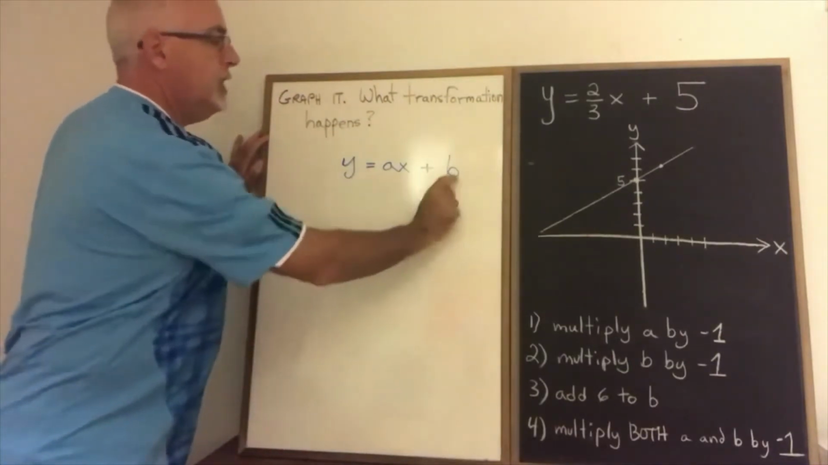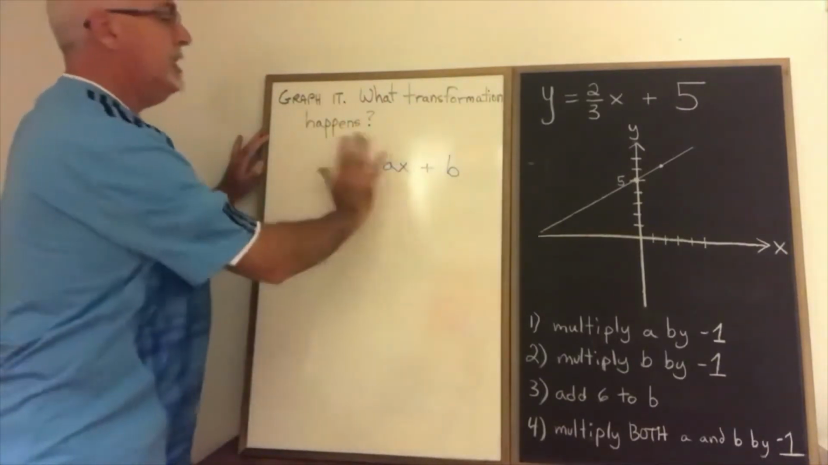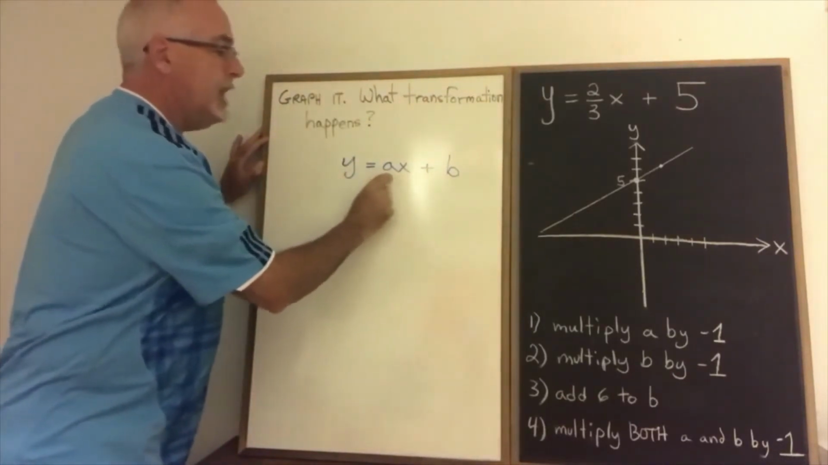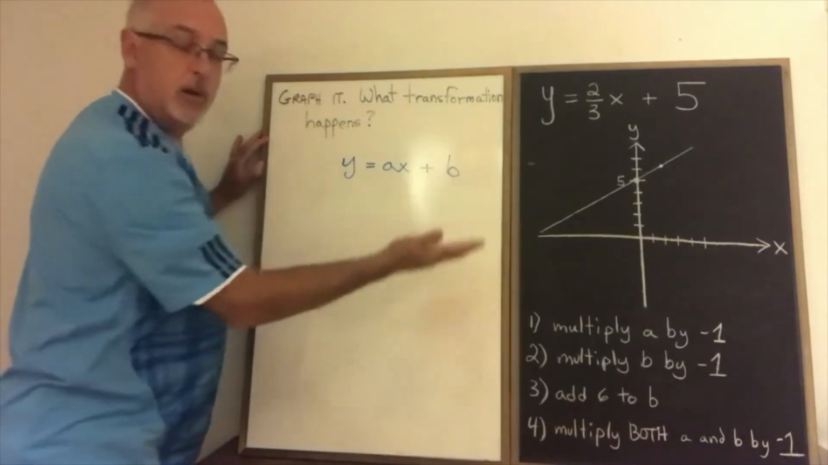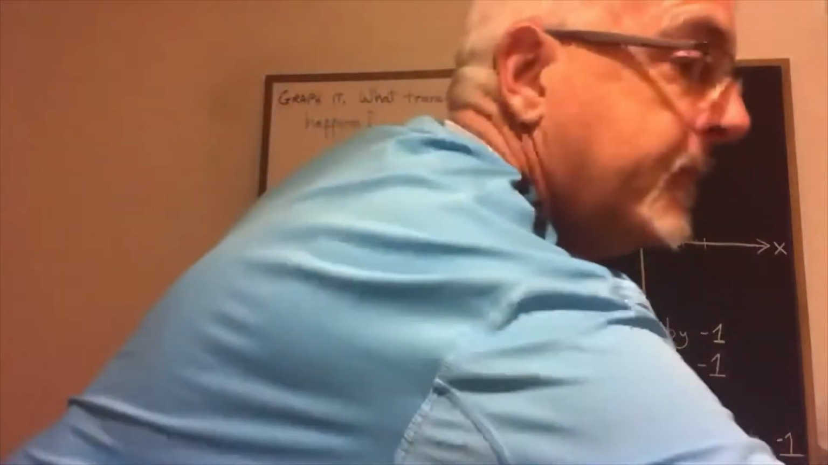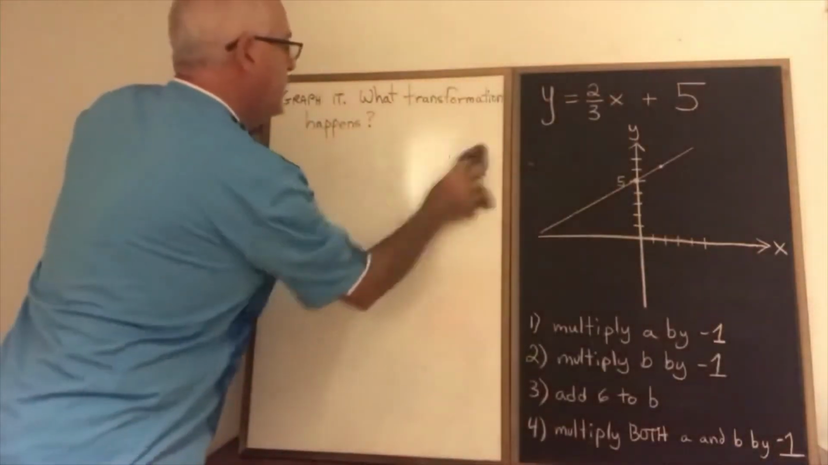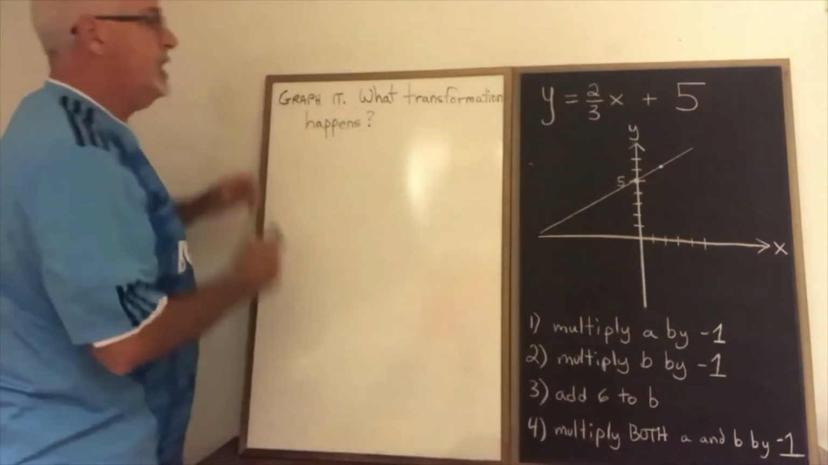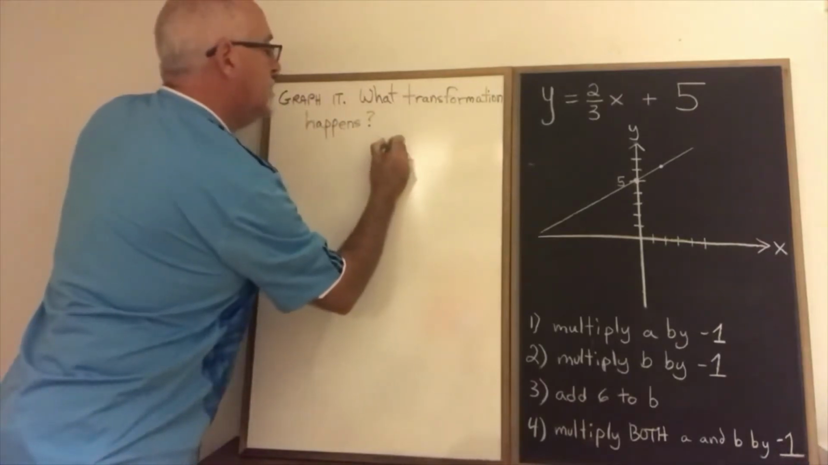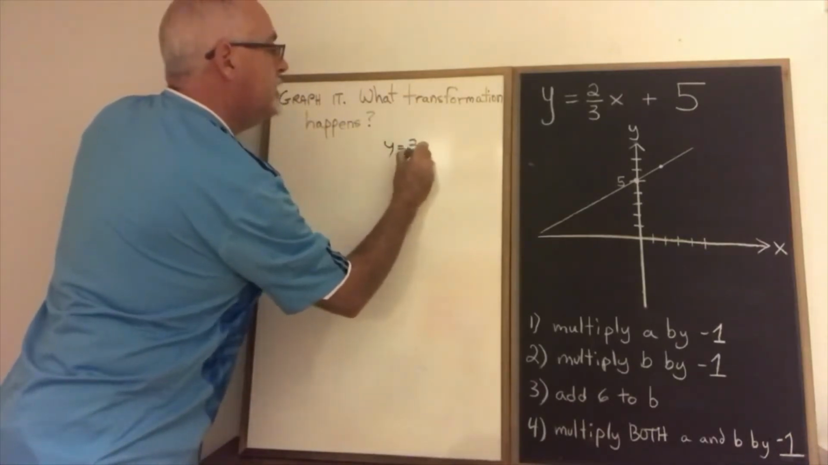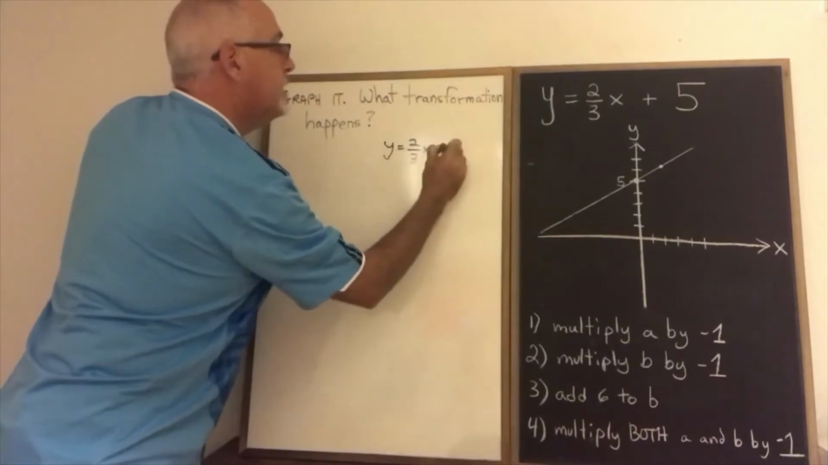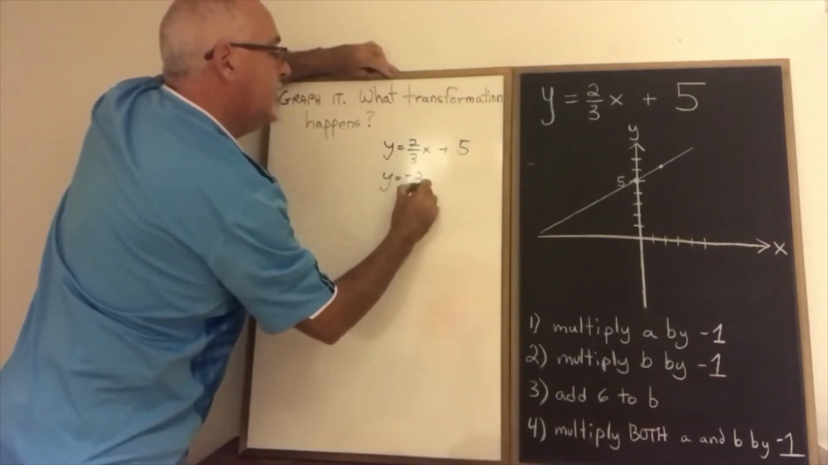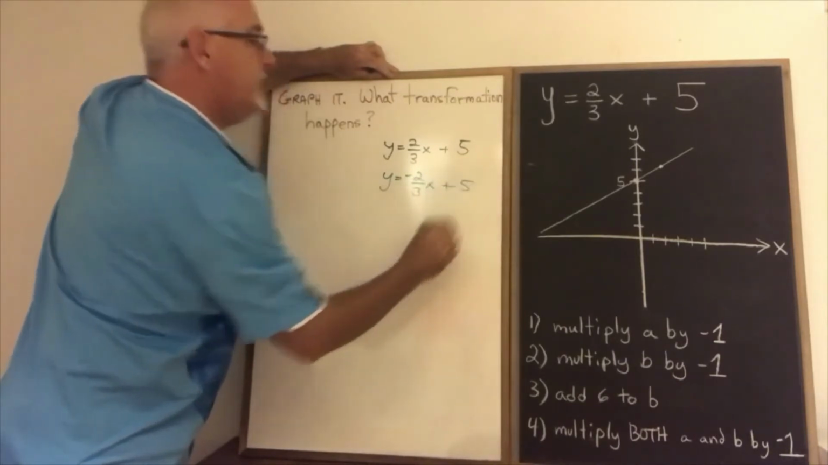I'm going to erase the y equals ax plus b form because I need this space right here. But remember, a straight line equation when written in this form has a, the slope, and b, the y-intercept. For part 1, we were being asked to multiply a by -1. So y equals 2/3 x plus 5 will become y equals -2/3 x plus 5.